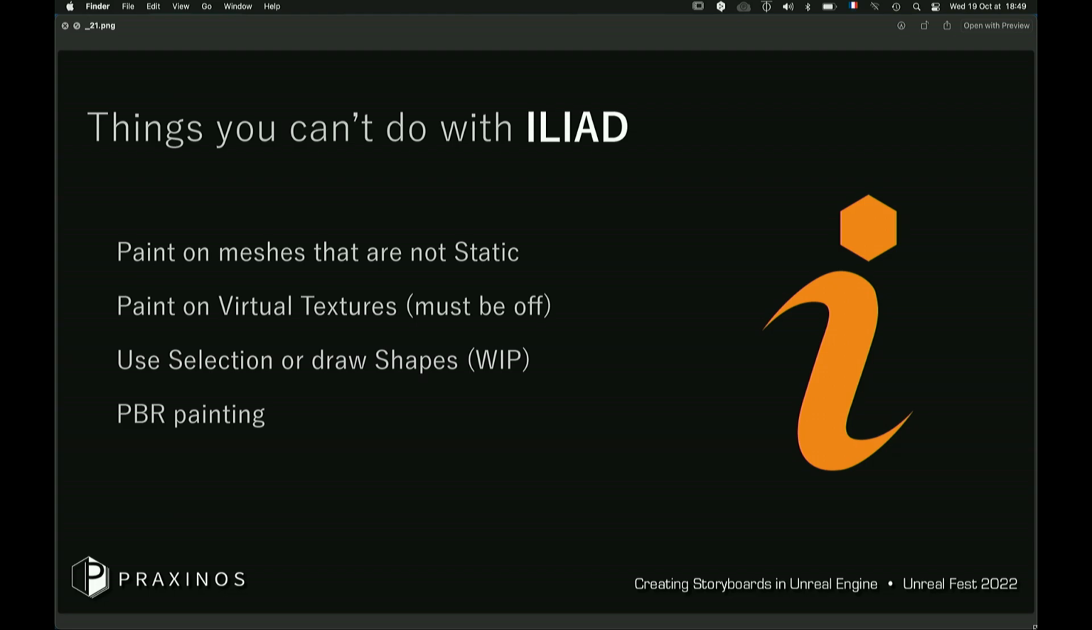And the last thing we can't do, and I'm not sure we will ever do this, is PBR painting. Because even if we can paint on the albedo, we can paint on the normal map and other texture 2D, we can't do all of this at the same time. We can't edit the diffuse and the normal map at the same time. You have to do it separately. So that's pretty much all about ILIAD, so let's now talk about EPOS, the second plugin.